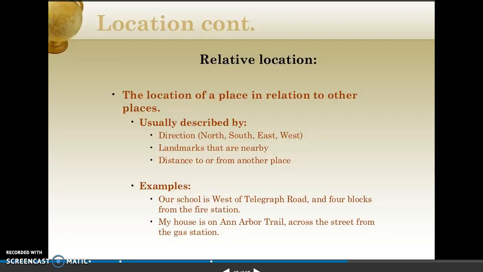Relative location is the location of a place in relation to another place. It can be described as north, south, east, west, landmarks that are nearby, or distance from one place to another. An example would be: Our school is west of Telegraph Road and 4 blocks from the fire station.